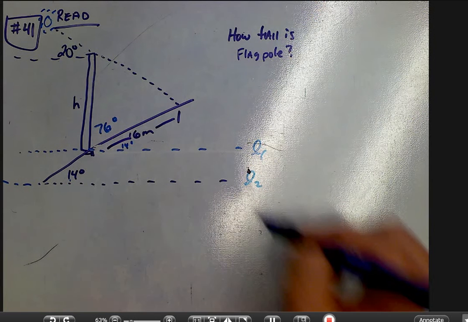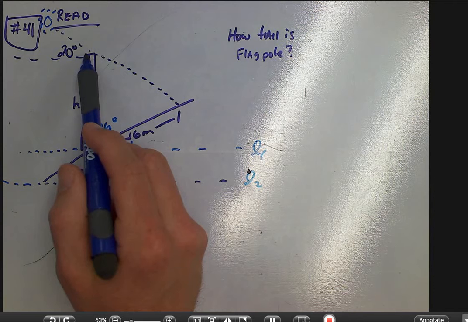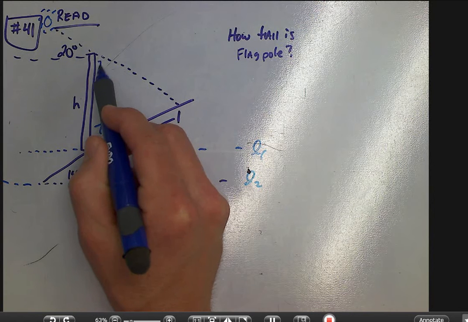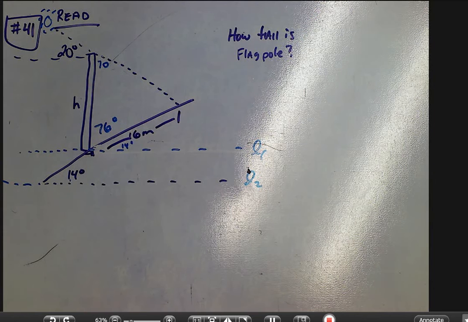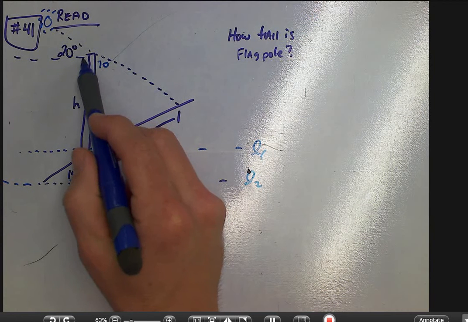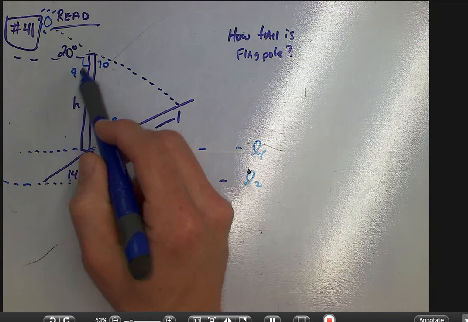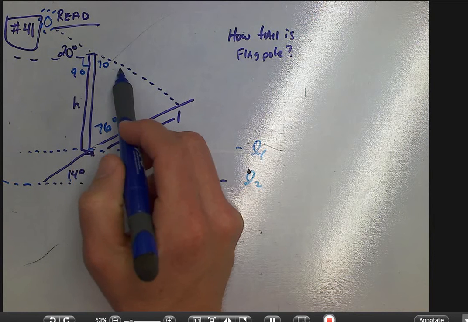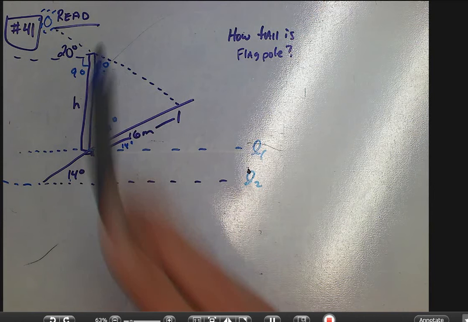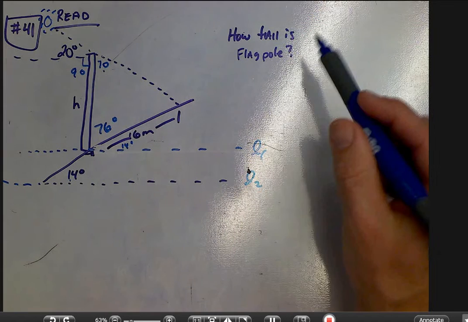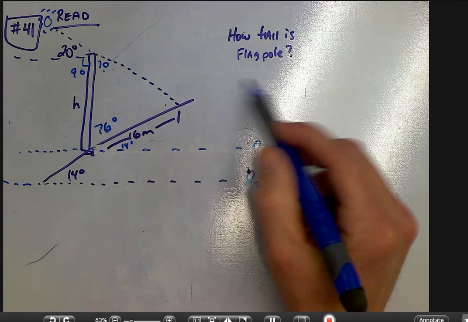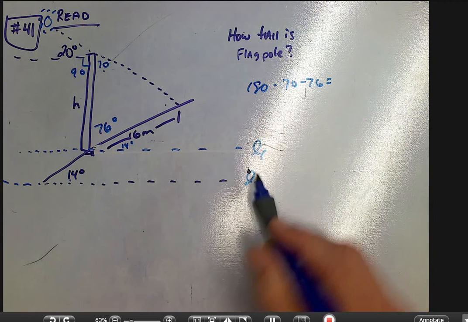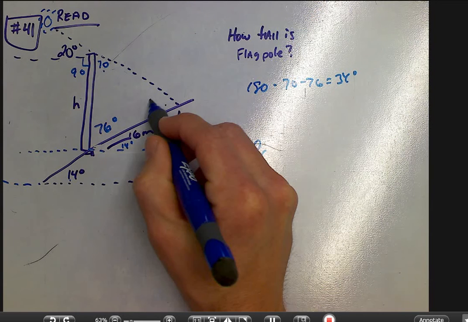Well, this 20-degree angle here, that means this one has to be 70 degrees. How do I know that? Well, this one is 90. So 20 plus 90 is 110. And this one's on a straight line, so 180 minus 110 is 70. And so now I know that this other angle is 180 minus 70 minus 76, which is going to be 34 degrees, so I put a 34 there.